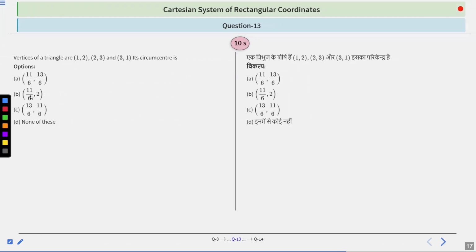Question number 13 says: vertices of a triangle are (1, 2), (2, 3) and (3, 1). Its circumcenter is. We basically have to find the circumcenter of the triangle. So what we can do, the hint of this question is the vertices of the triangle are given, so we can easily find the sides of the triangle. Clear? And after that we can easily find the circumcenter of the triangle. Got it? So in this way you can try to approach this question. You have 10 seconds to solve or think about this question. After 10 seconds we will discuss the solution, right?